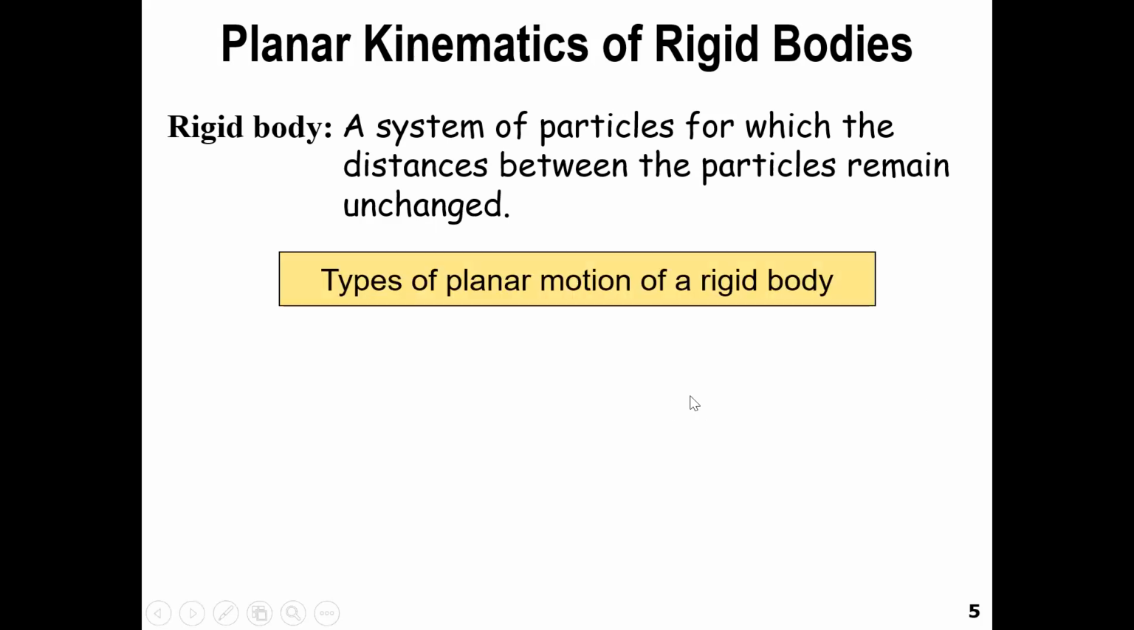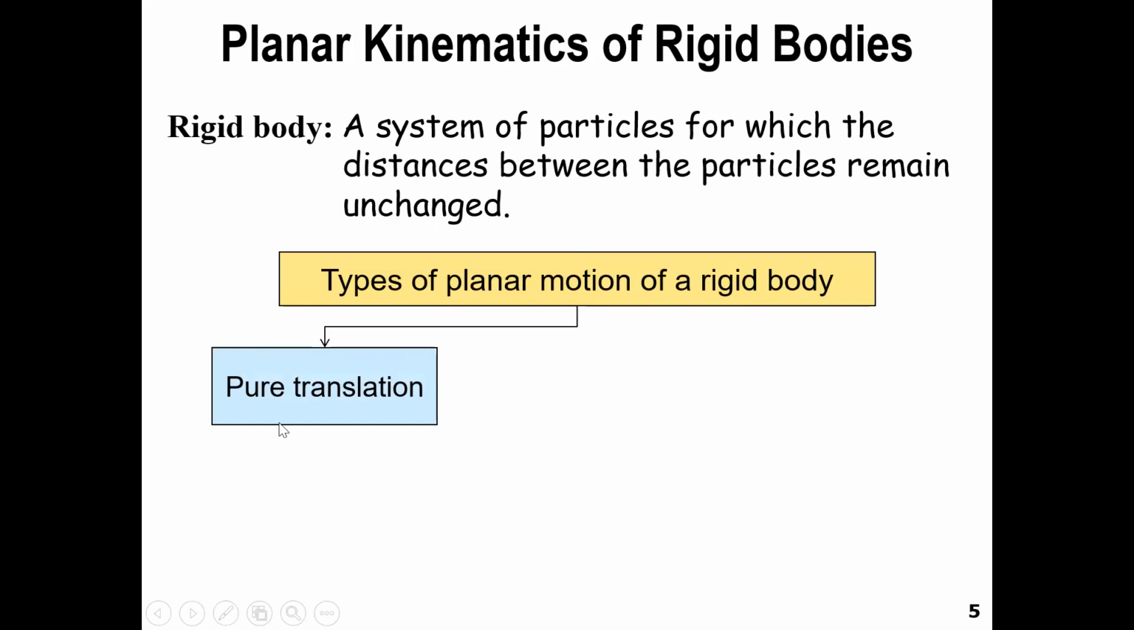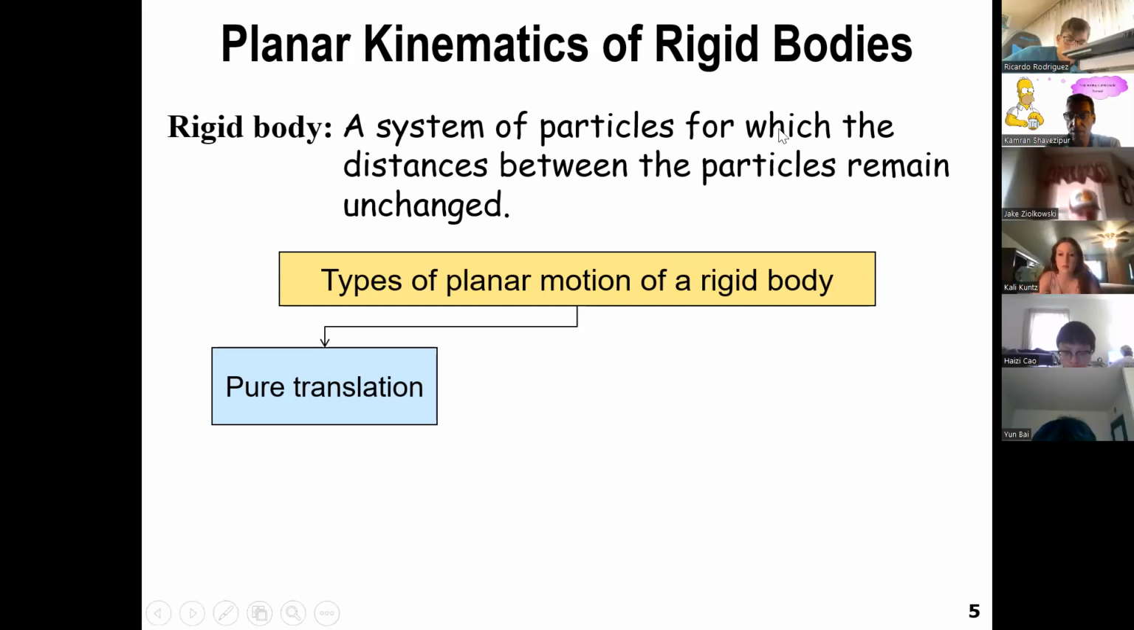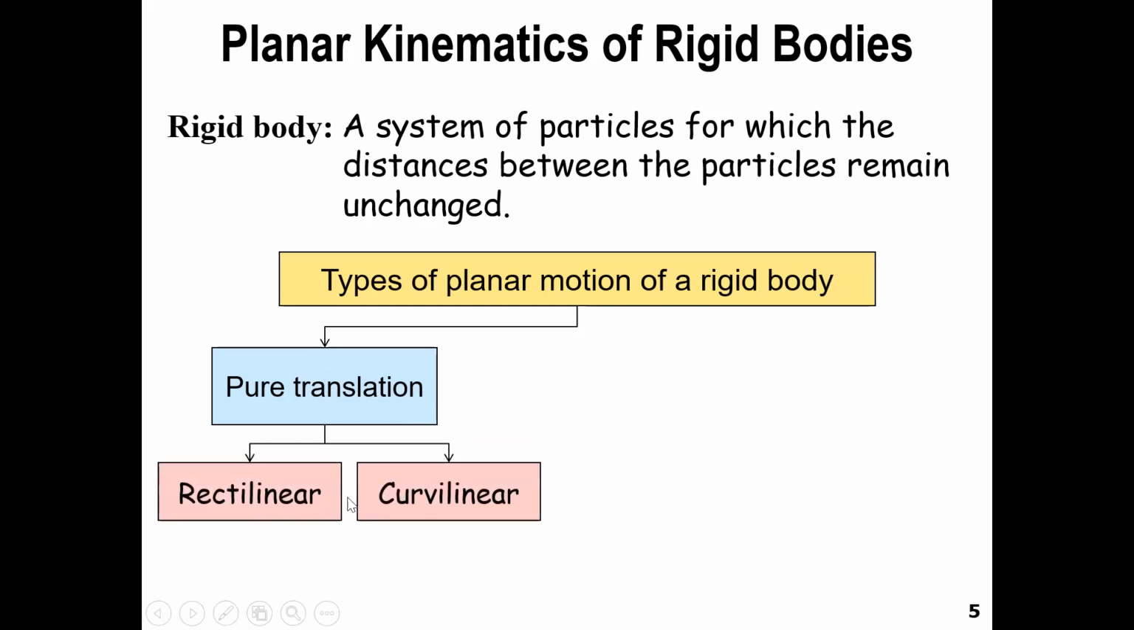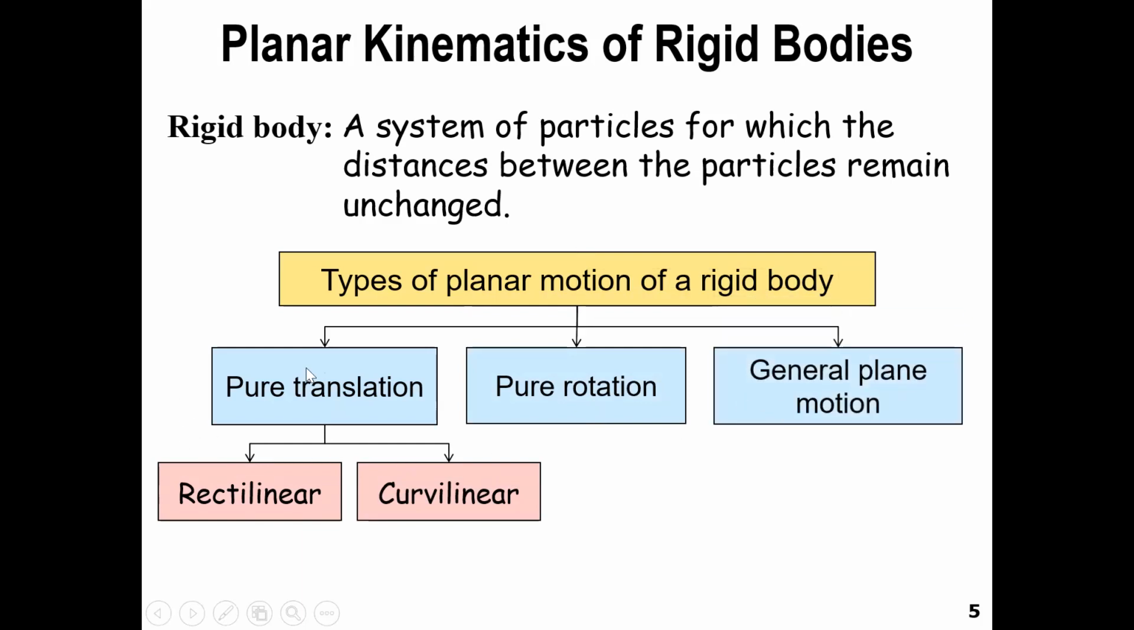Now, the type of planar motion, as I said, it could be pure translation. And I use the word pure, maybe it is not the best word to use here. I'm used to using it because I'm an immigrant. I probably use the words the wrong way, right? But when I say pure translation, that means translation only. Okay? So it could be rectilinear, it could be curvilinear. You have rotation only, and you have general motion. These are three types of motion. I just explained it like 5 minutes ago. We're going to analyze them one by one.